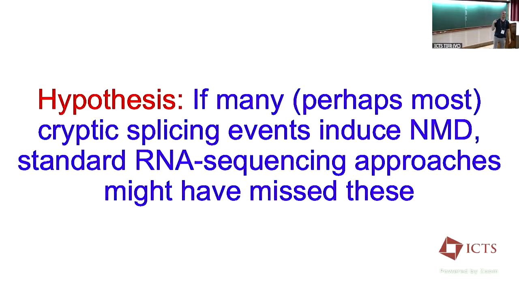So I had this idea. I was thinking, if many or most of the ones that we had found, by the way, we're analyzing the nucleus. This happens in the cytoplasm, where I said many of these are degraded by NMD. Maybe standard RNA sequencing approaches might have missed these. So maybe there could be all these other cryptic exons out there that we just kept missing because they're getting degraded before we could see them.